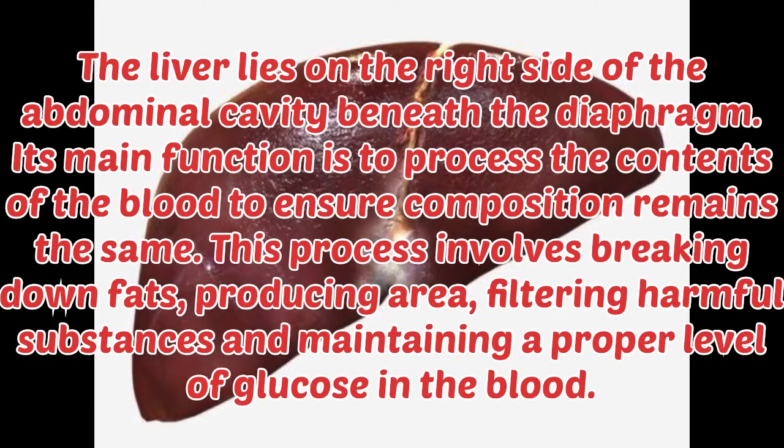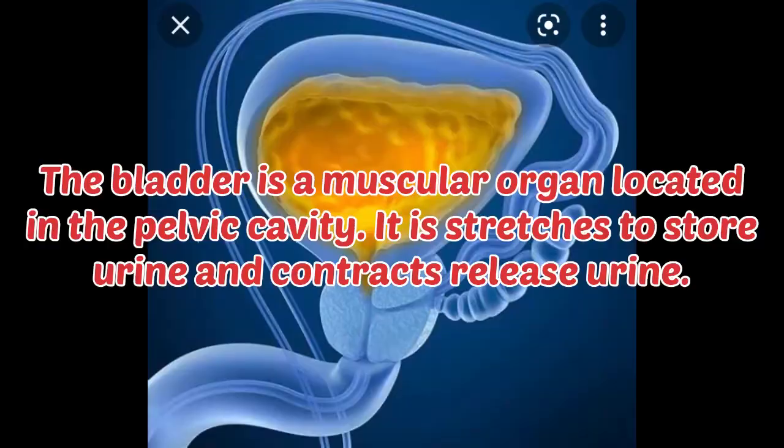The liver lies on the right side of the abdominal cavity beneath the diaphragm. Its main function is to process the contents of the blood to ensure composition remains the same. The process involves breaking down fats, producing urea, filtering harmful substances, and maintaining a proper level of glucose in the blood. The bladder is a muscular organ located in the pelvic cavity. It stretches to store urine and contracts to release urine.